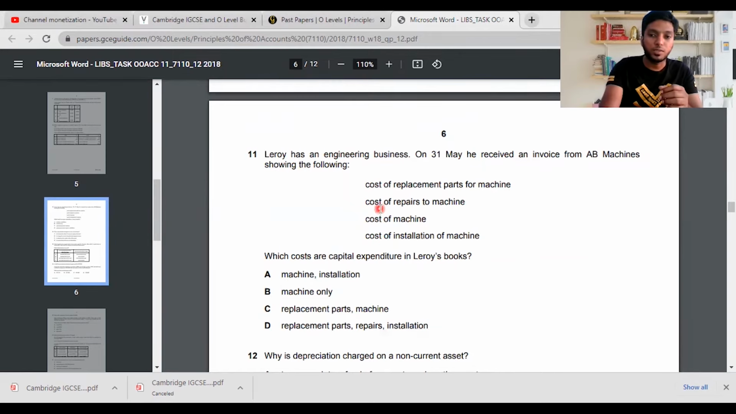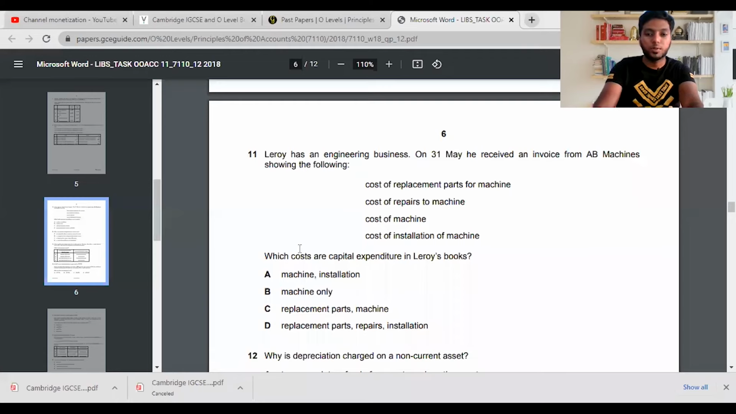Cost of repairs to a machine is also some sort of repairs. It can be maintenance, so it comes under day-to-day expense, so it's a revenue expenditure. Cost of machine, you are actually replacing the entire machine, so it is considered capital expenditure. Cost of installation of a machine is also like a setup cost, and the setup cost also falls under capital expenditure. So the answer is going to be not replacement parts, not repairs, it's going to be machine and installation. So it's A. Then we'll move on to the 12th MCQ.